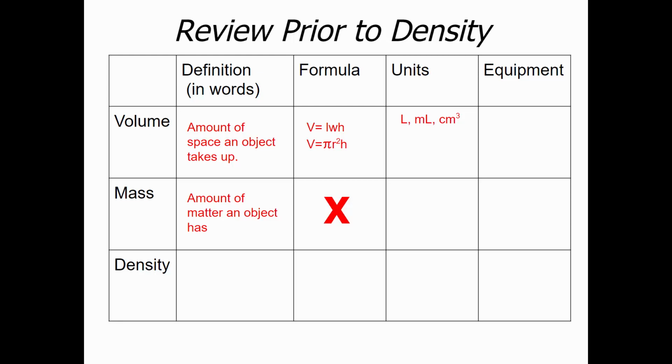How about mass? Unit of mass. Grams, kilograms, milligrams. What do we use to measure it? Well, if it's a regular shaped object, we can use a ruler and a mathematical formula. If it's an irregular shape, we can use a graduated cylinder to measure. For mass, we would use a balance.